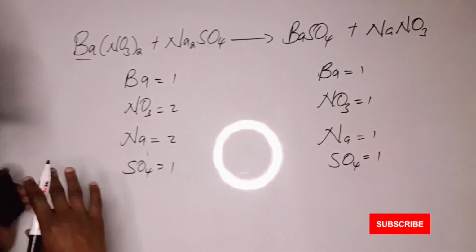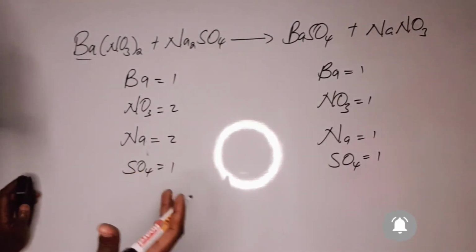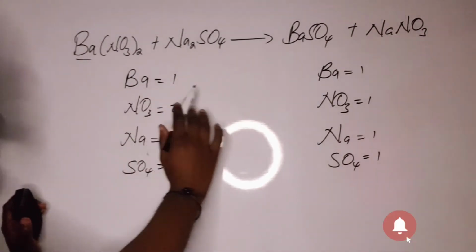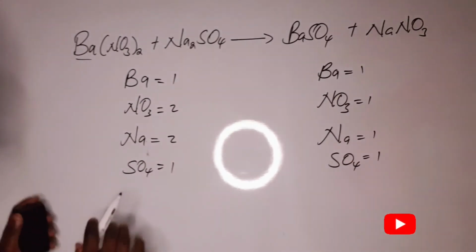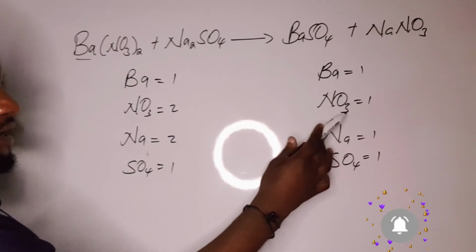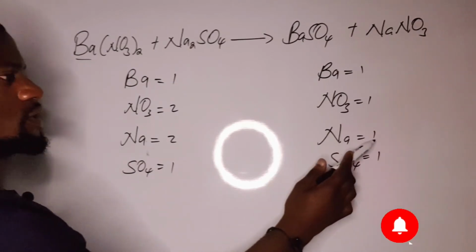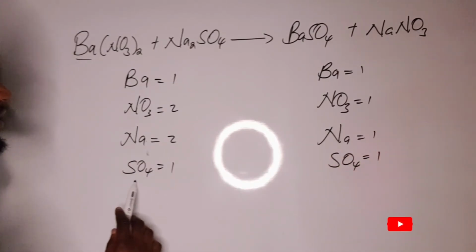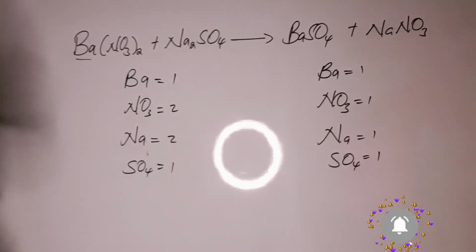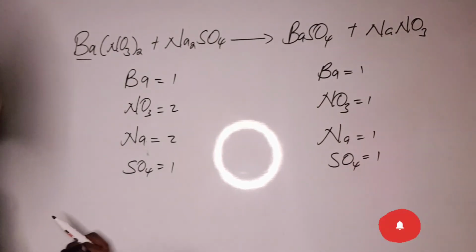Just by looking at the distributions that we have, we are able to tell which ones are balanced and those that are not balanced. In this case, we have barium here, 1. Even this side we have barium 1. Nitrate, 2, but this side we have nitrate 1. Sodium, 2. Sodium 1 here. Sulfate 1. Sulfate 1 there. So the sulfates are balanced, as well as barium.